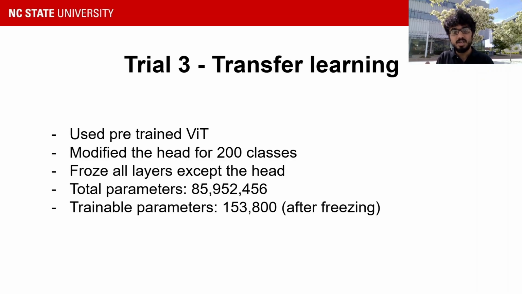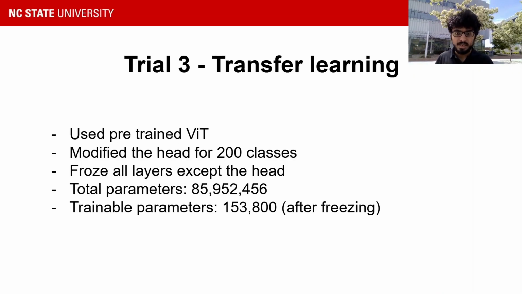So we found a pre-trained vision transformer model, which was built for over 1,000 classes. Since obviously we don't have that many, we had to modify the head of it to bring it down to 200 classes. We froze the other layers because we don't want to touch those, we don't want to edit those. So out of the potential 86 million parameters that could have been trained, we now are left with around 150k of those.